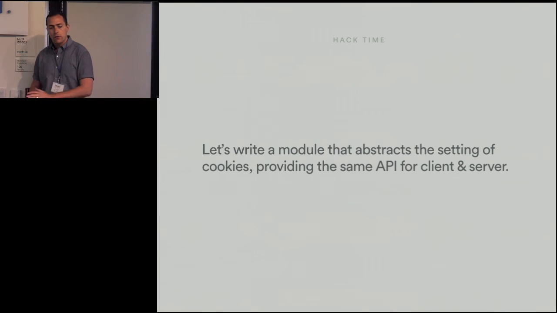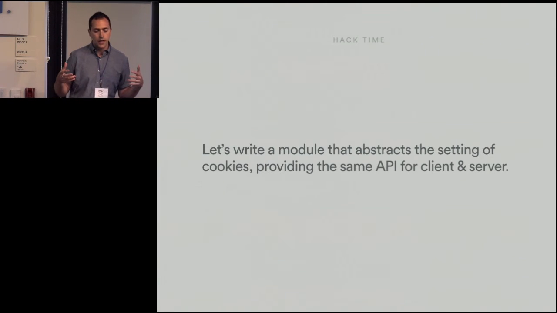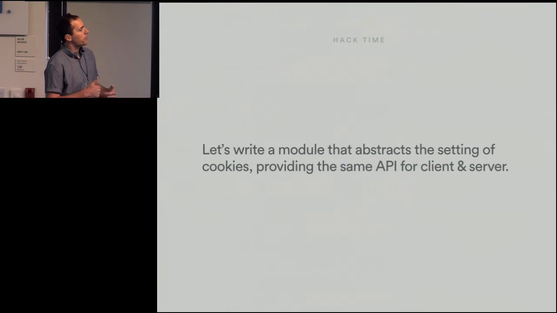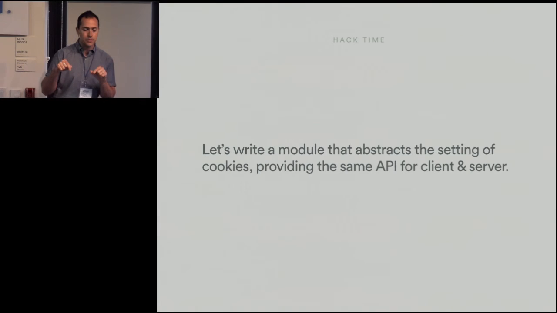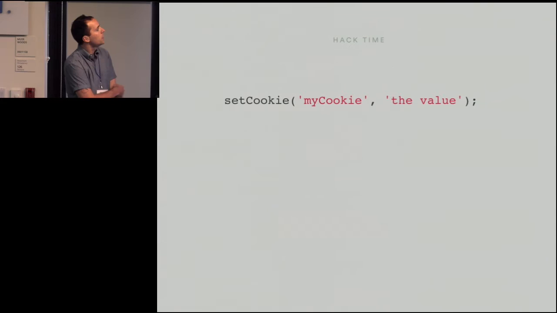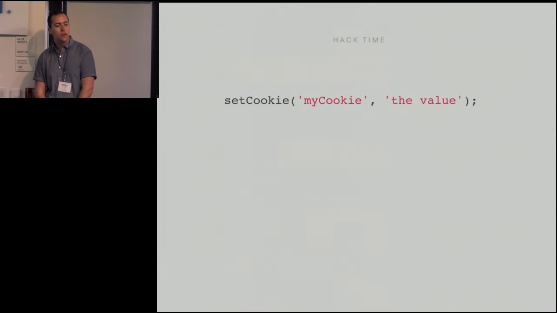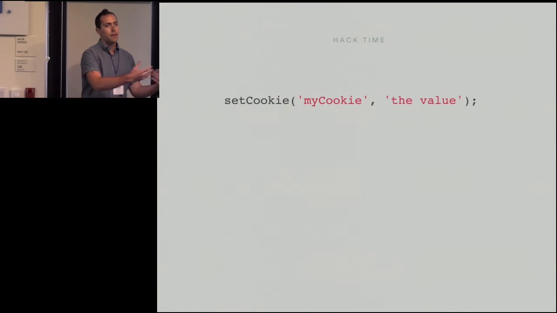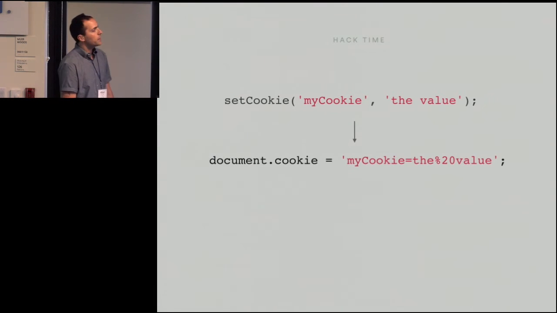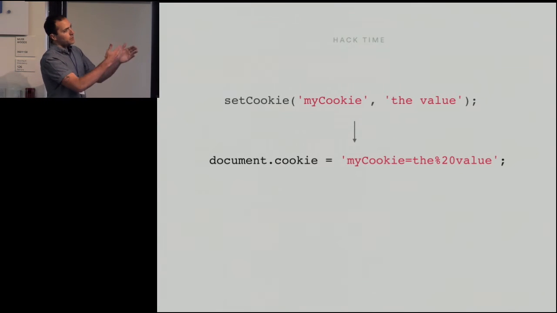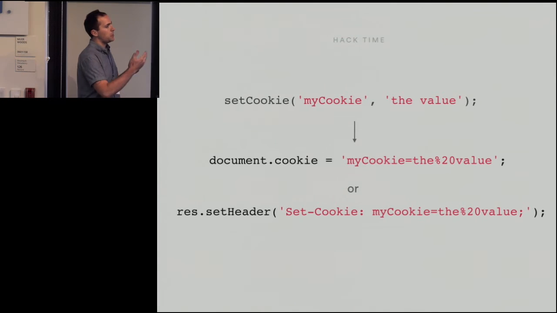So let's go ahead and write some code. Let's show how we can write a module that abstracts the setting of cookies, but provides the same API for client and server. This is a really nice, well-encapsulated example for setting cookies. So we're going to create a function called setCookie, and we're going to give it a name for the cookie and a value. And in the client side, this will turn into document.cookie equals, then the string. And on the server, this will set an HTTP response header. All right?